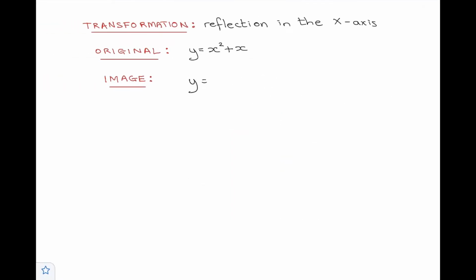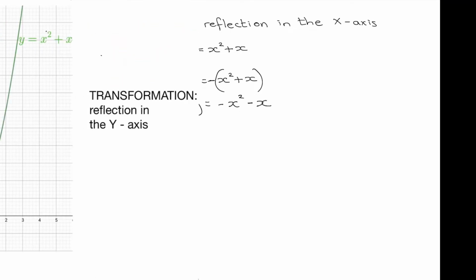Reflection in the x-axis affects only the y values on the original curve, so it's most appropriate to start with a version of the original function where y is the subject. Now, the image y's are a copy of the original y's multiplied by -1. So, as before, expanding, we get y equals -x² minus x.